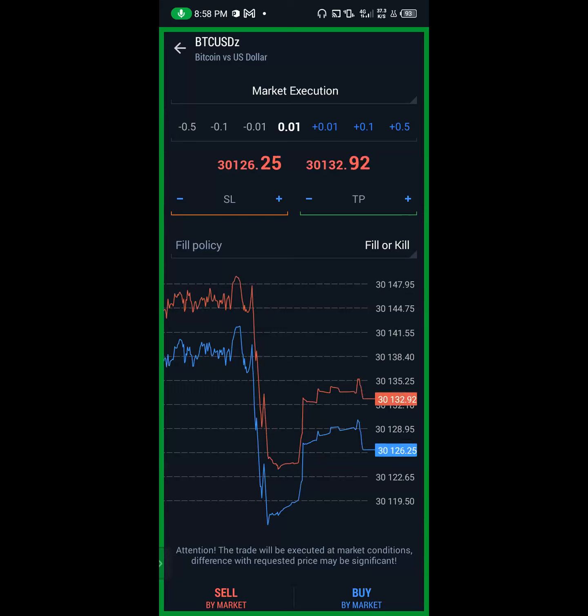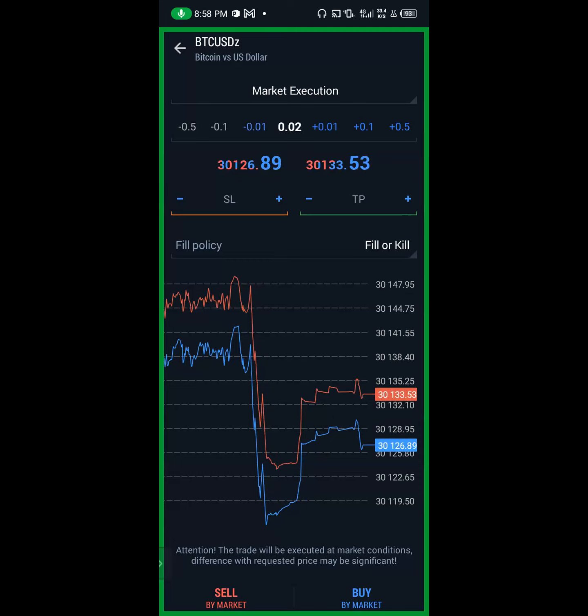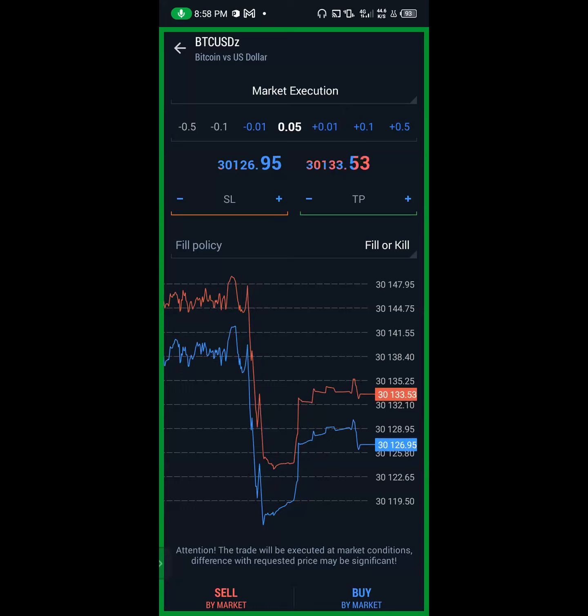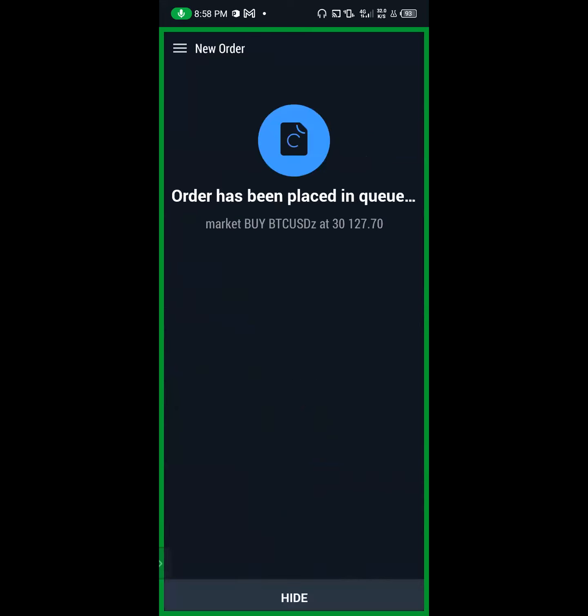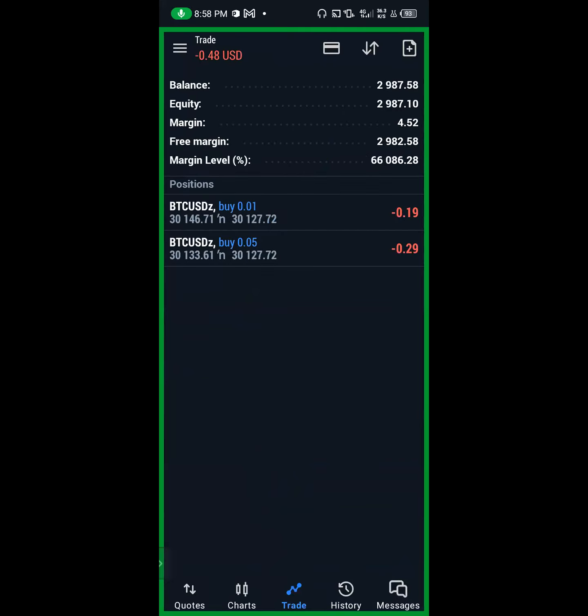So if I say buy BTC now, what do I do? Look at it. You see buy by market, sell by market. So these are execution buttons. I hope you can see, guys. So if I say buy now, I'll buy at the current price, which is what it is now, right?